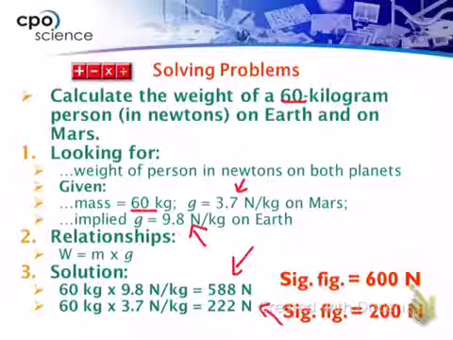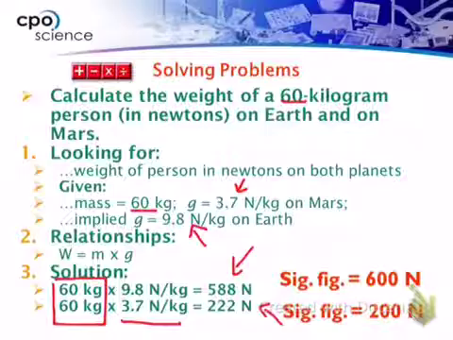Please note that you weigh less on Mars because gravity is less, but your mass is the same no matter where you are in the universe. Also, we've been talking about significant figures a lot this year. Here is a problem where they only gave you one significant figure in that number 60, and so we needed to round our answers off to one significant figure.